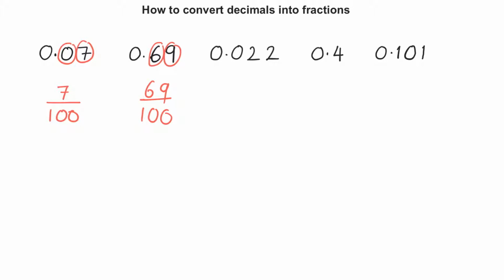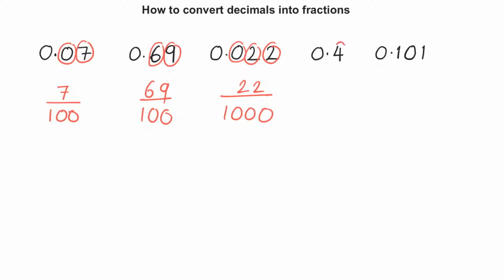0.022. How many decimal places are there? 1, 2, 3. So I'll write this over 1000. 3 decimal places, 3 zeros, and I just write the integer 22. I ignore any preceding zeros. I write the integer 22. I could have written 0.22, but I don't need the 0 there. 22 over 1000.